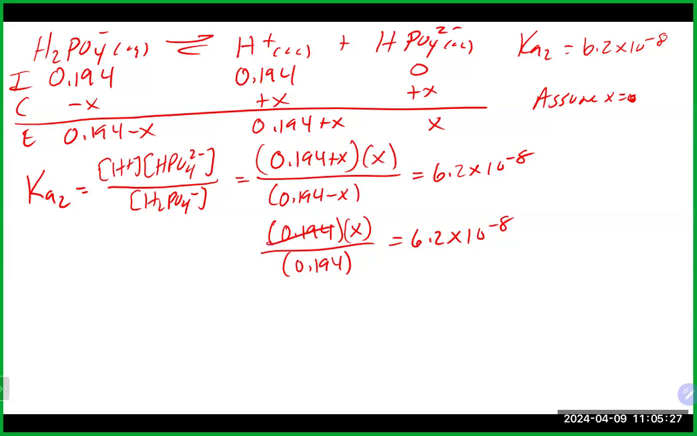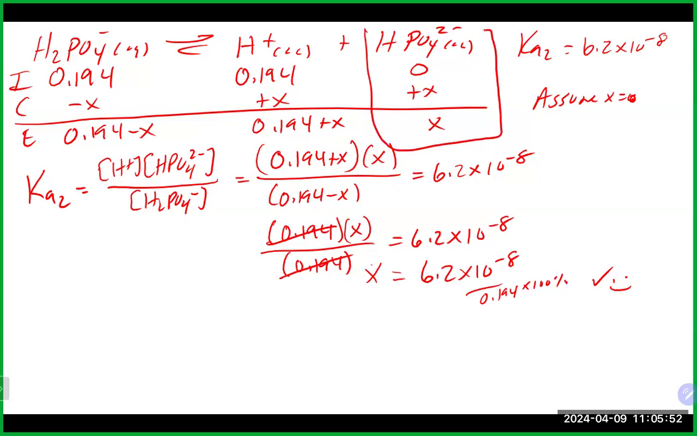I think I could do that math. That means X is equal to 6.2 times 10 to the minus 8. We could check it here by dividing by 0.194 and times it by 100%. And I think we should be good. And it's nowhere near even 1%, so the check is good. So in this case, by going to this table, we're able to get the concentration of this one. So the concentration of HPO4 2 minus is equal to 6.2 times 10 to the minus 8 molar.